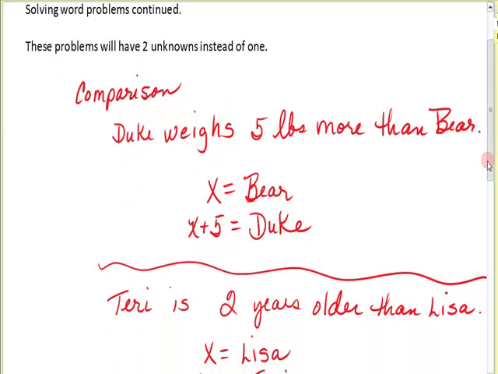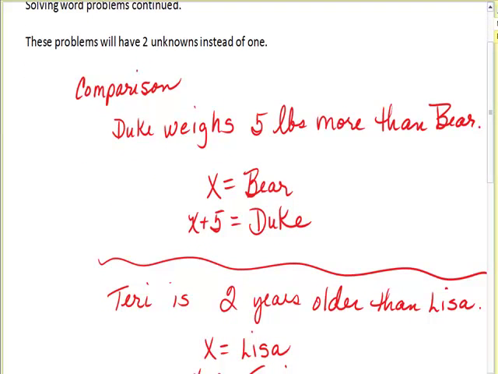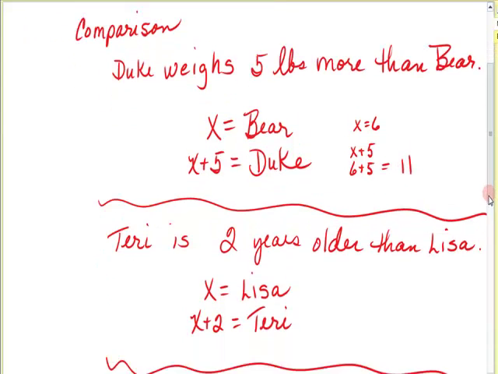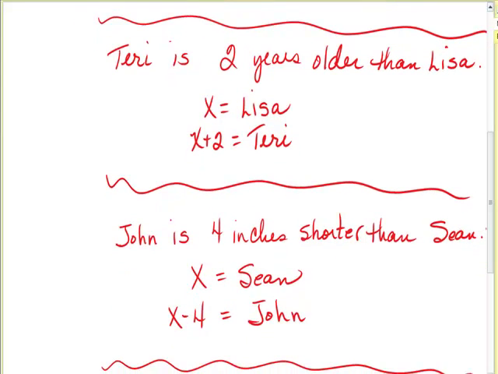What if you had enough information to find out that Bear weighed 6 pounds? How much would Duke weigh? Well, if Bear was 6, then Duke would be x plus 5, which is 6 plus 5. He would be 11 pounds. What if you found out that Lisa was 30? How old would Terry be? Well, Terry is x plus 2. She's 30 plus 2. She's 32.